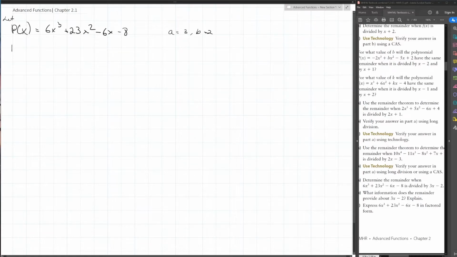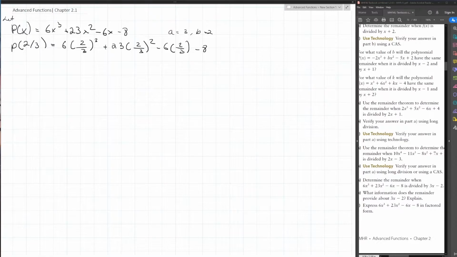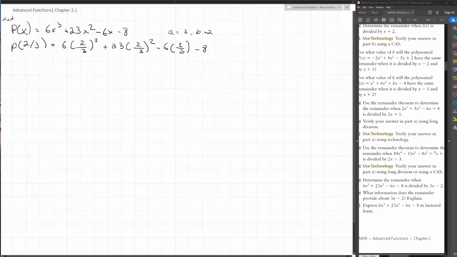So then we are finding p of 2 over 3, which is equal to 6 times 2 over 3 cubed plus 23 times 2 over 3 squared minus 6 times 2 over 3 minus 8. Using a calculator, we can easily find that this value equals the following. It is equal to 16 over 9 plus 92 over 9 minus 4 minus 8, which is actually equal to 0.